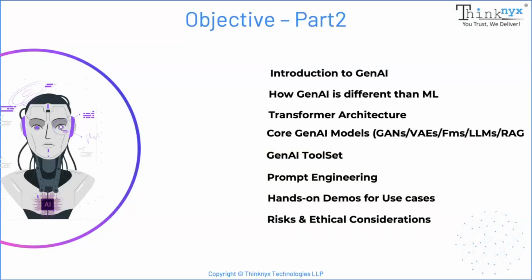And then there are core algorithms of Gen AI: GANs, VAEs, FMs, LLMs, RAG. These are some of the generic terms. You need not remember these terms; you will automatically understand them tomorrow. Then there are many tool sets. People think ChatGPT is Gen AI, but trust me, it's just 1% of Gen AI. 99% of Gen AI is still unexplored. There are many players in the industry who are helping us do that, and there are many tools indeed.